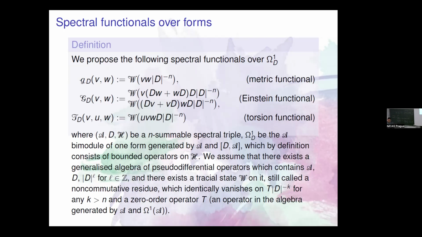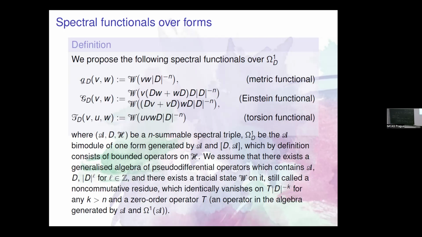But of course, you can start with any connection which is metric compatible, lift it to the spinor bundle, and get the Dirac operator. And this is, of course, not the Dirac operator, it's a Dirac type operator, which differs from the usual Dirac operator by a bounded term which corresponds to the torsion. And then, you see, we propose how to compute this torsion functional.